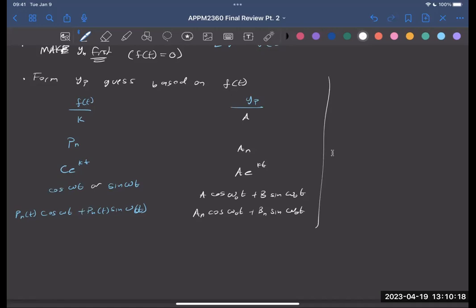If you run into a situation where your initial guess ends up being part of the basis of your homogeneous equation, then you can just keep multiplying it by t until it works out. So if your guess ends up being within the span or in the basis of your homogeneous solution, multiply by t until no longer so.